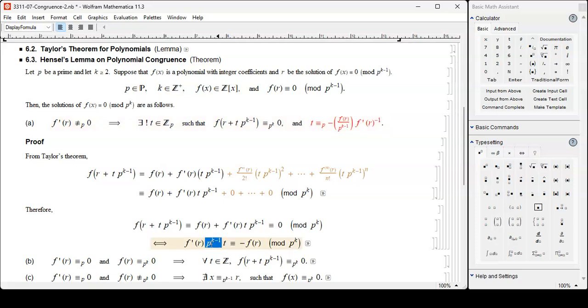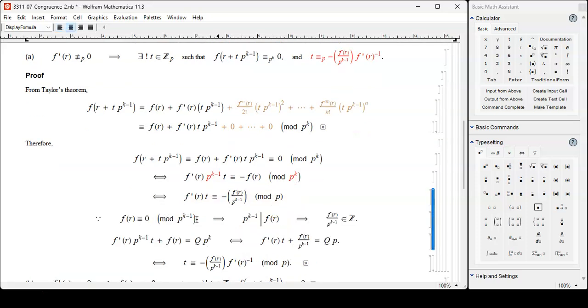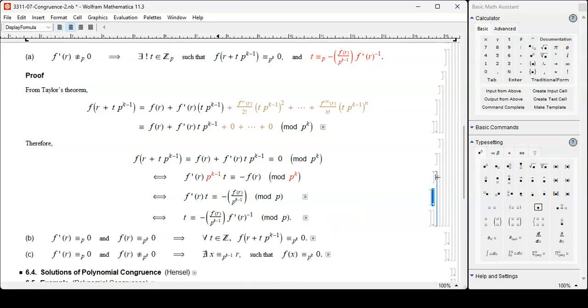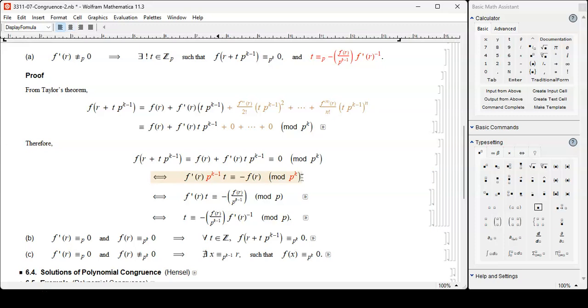First, let me divide by p to the k minus 1 power. If I do that, divide by p to the k minus 1 power, we get mod p. Does it make sense? We have done it several times. Okay, all right. Divide by p to the k minus 1 power so that we get this division.